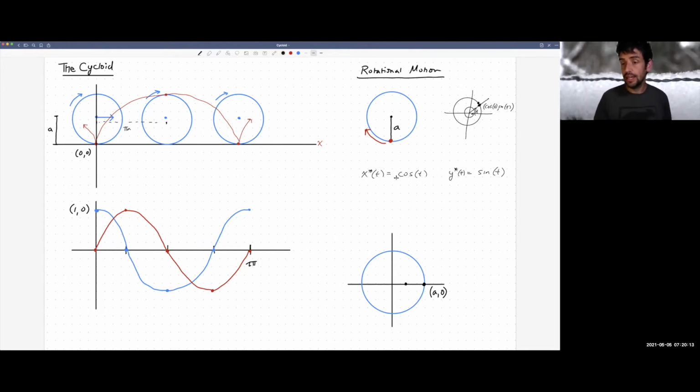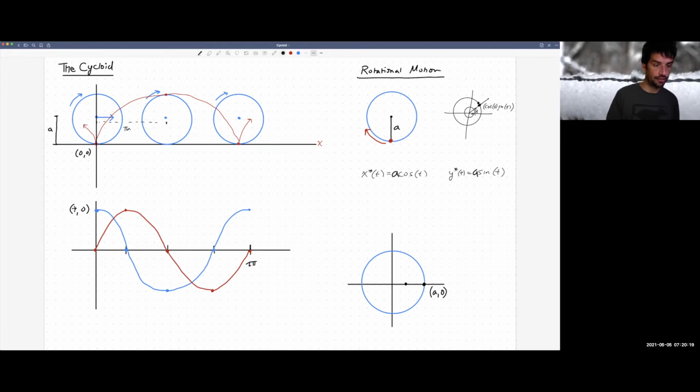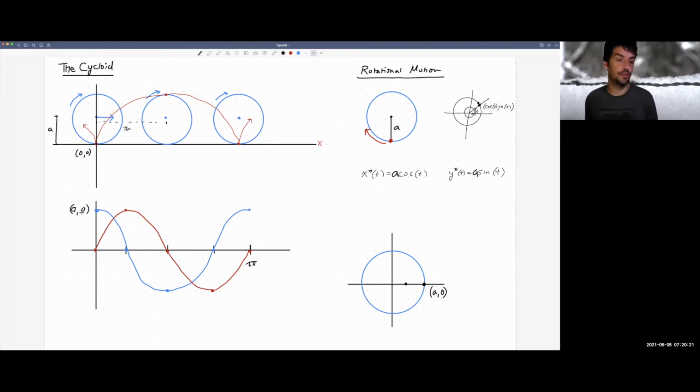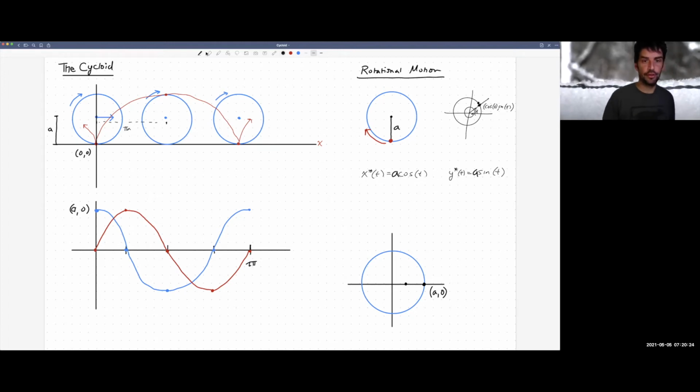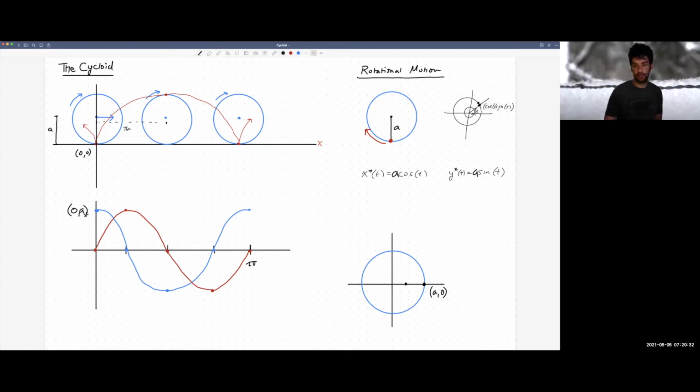But either way, we can scale this thing by A. All that does to these graphs is stretch them vertically, and I can just change my coordinate system. Oops, I wrote that wrong. That should not have been 1, 0, it should have been 0, 1. Now 0, A. So that's how high we're starting.